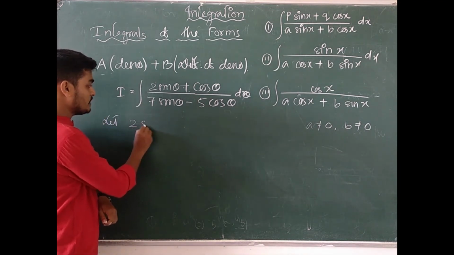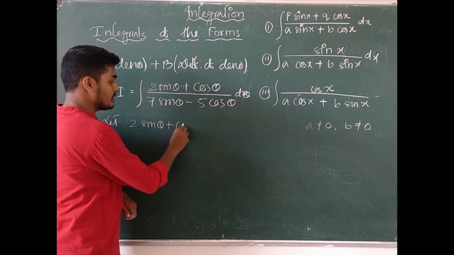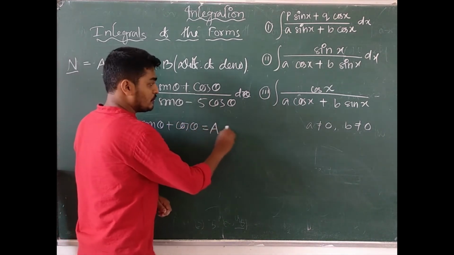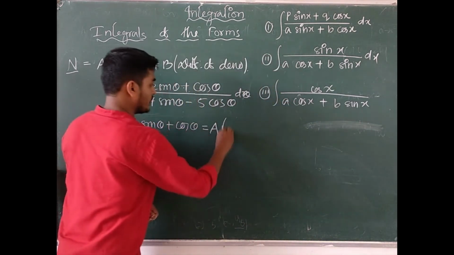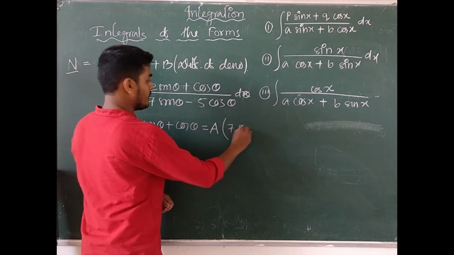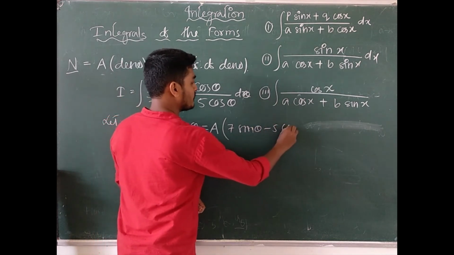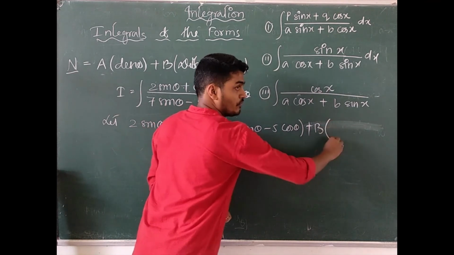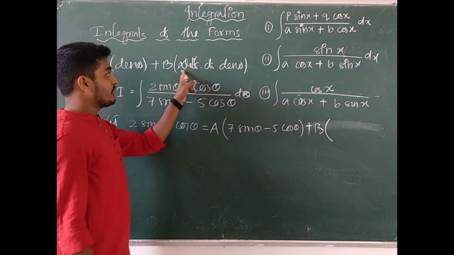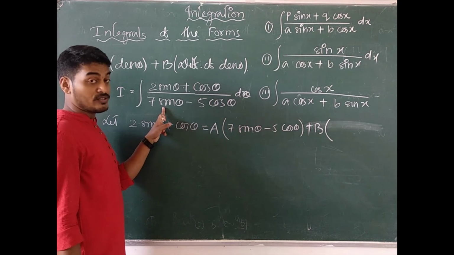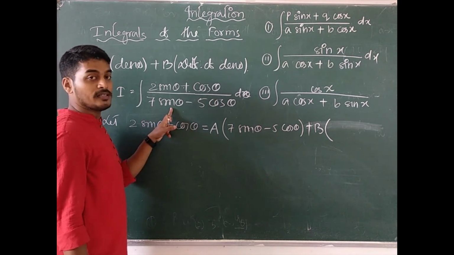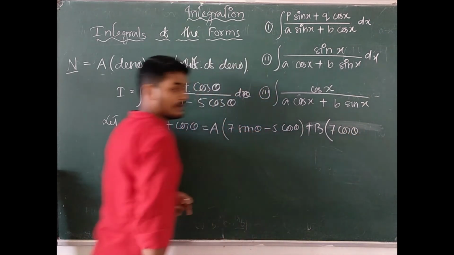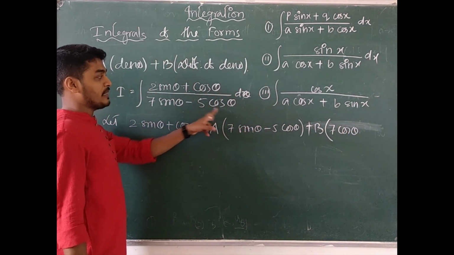numerator is equal to, that means 2 sin theta plus cos theta is equal to a into the denominator. What is the denominator here? 7 sin theta minus 5 cos theta, plus b into the differentiation of the denominator. Differentiation of the denominator means we find the derivative of this. What is the derivative of 7 sin theta? Obviously 7 cos theta. Am I correct? And what is the derivative of minus 5 cos theta?